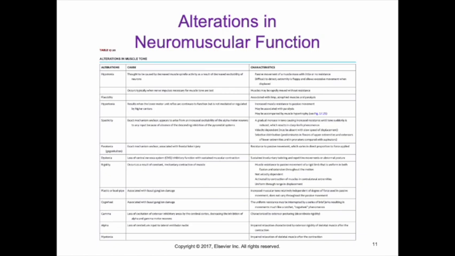There are 4 types of rigidity that are further defined here. You can see plastic or lead pipe, cogwheel, gamma, and alpha. Now, cogwheel, I'm just going to point this out because we see this type of movement with our Parkinson's patients, and this is associated with basal ganglion damage.